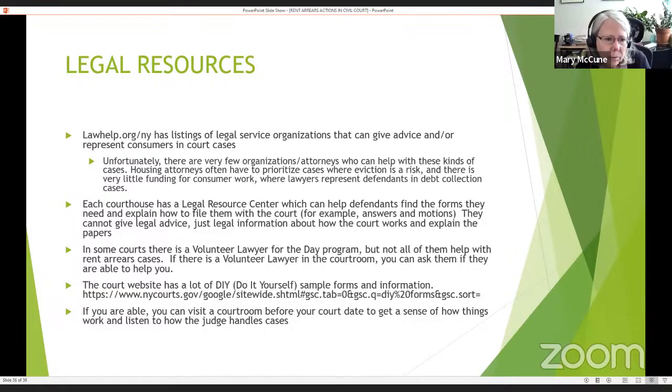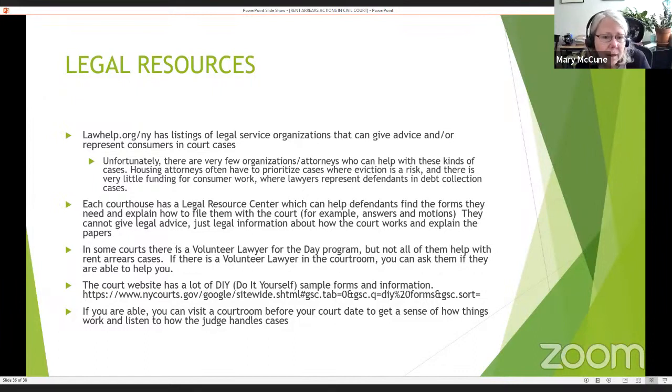I'm one of the few attorneys that does these. I'm the only one in my office that does it. And citywide, there's just a handful of us, really. Housing attorneys often can't take these cases when they're not in housing court because their priority is cases where eviction is at risk, and they want to prioritize those cases.